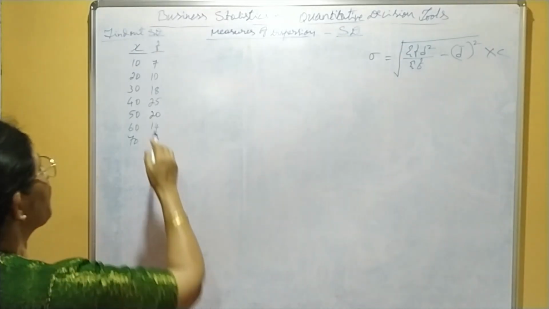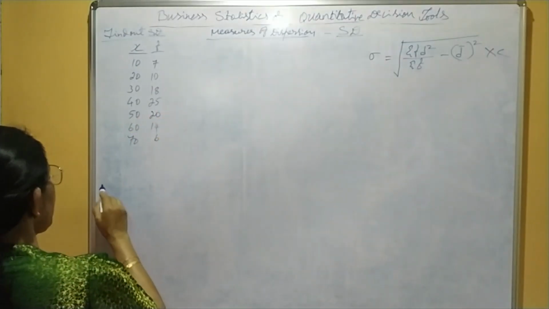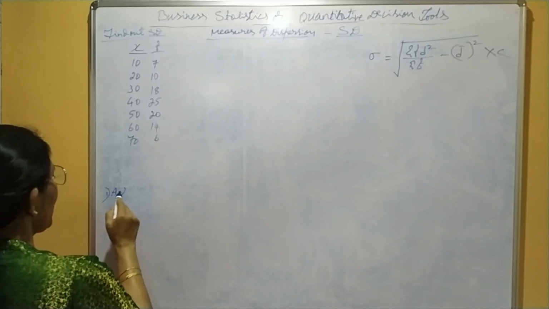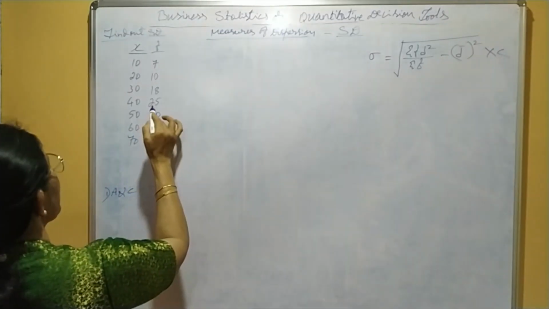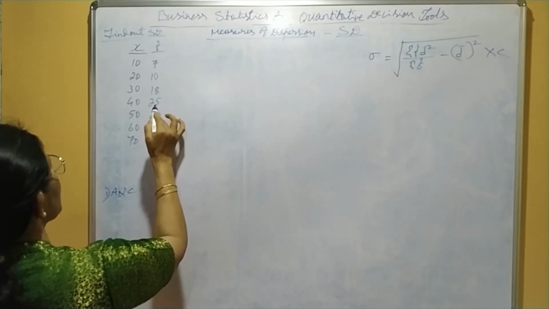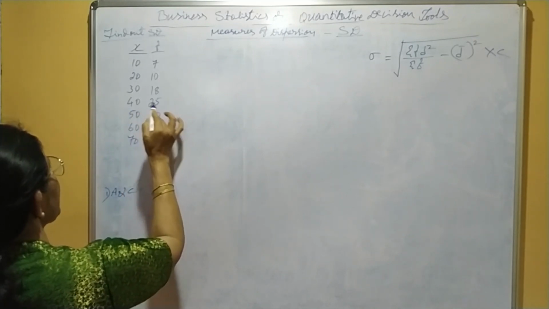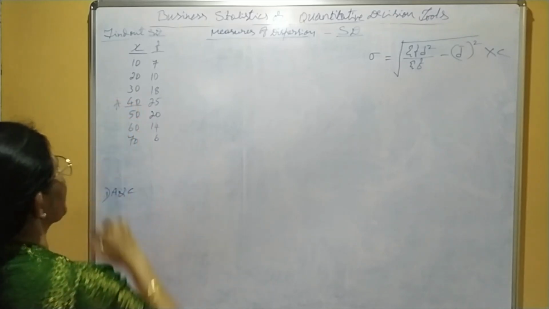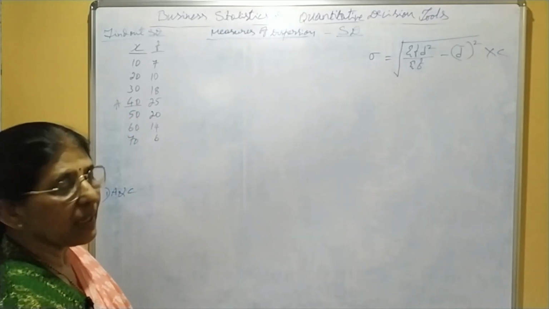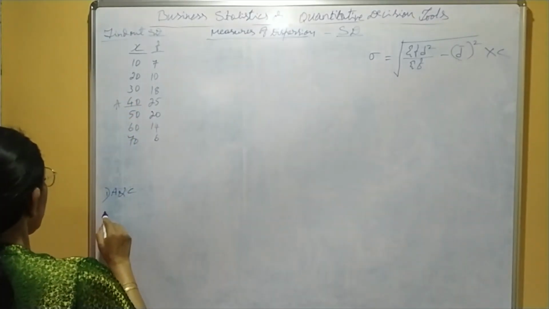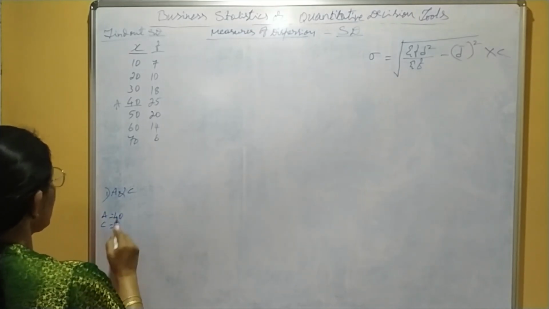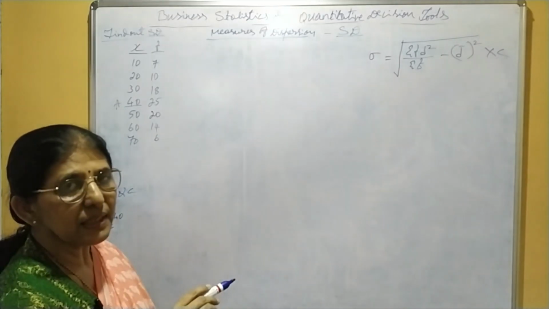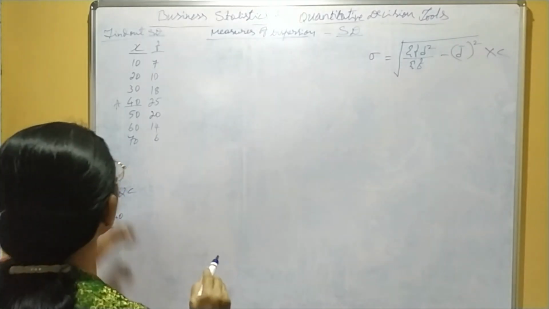Okay. Now, if you take means first step is A and C. First we have to take assumed mean. Here assumed mean may be taken corresponding to the highest frequency. Highest frequency is 25. Therefore, we may take assumed mean as 40. Therefore, A equals 40 and C in case of discrete series refers to common increment.